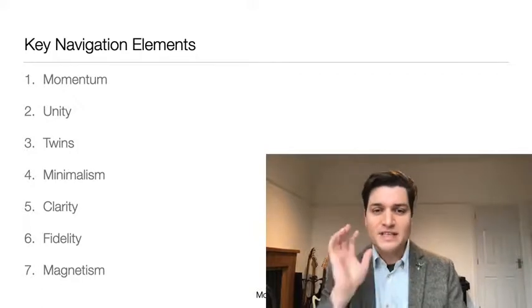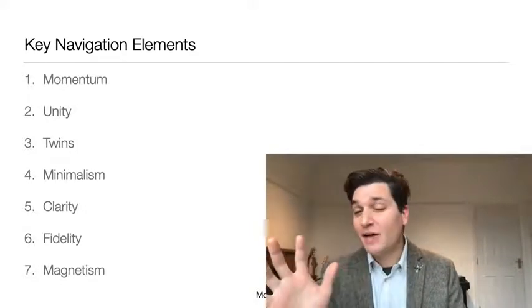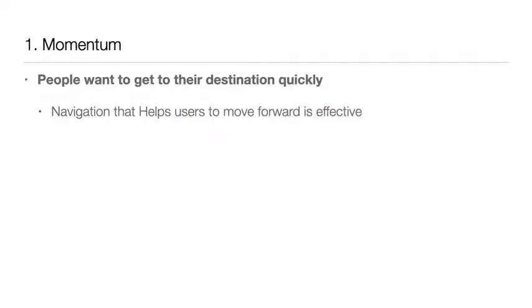So let's go through these 7 items and let's see how they apply to websites. So the first principle is momentum. Now, people want to get to where the item is, where their task is, quickly. So navigation is what helps you go forward through the website, get in direction.